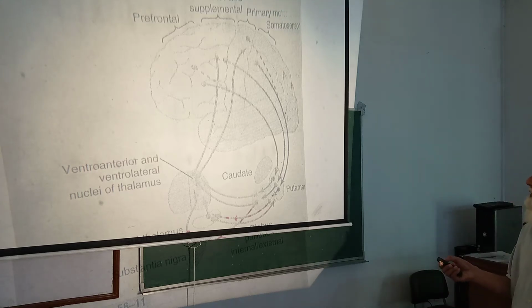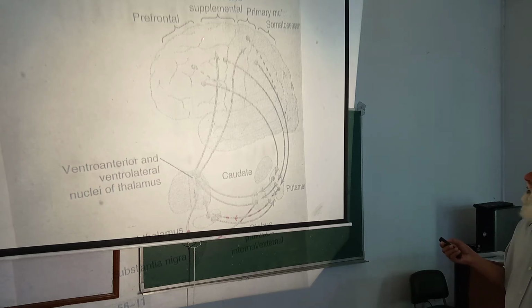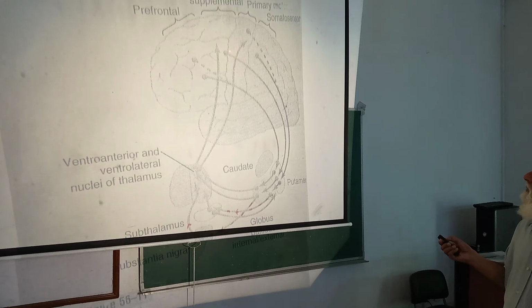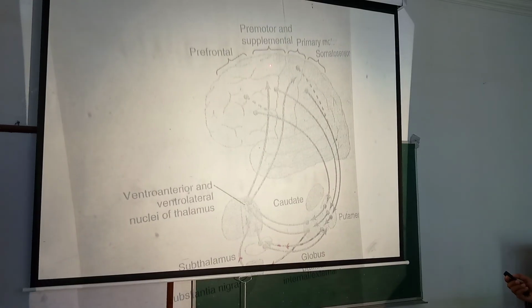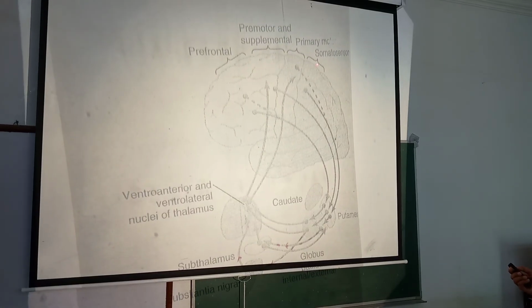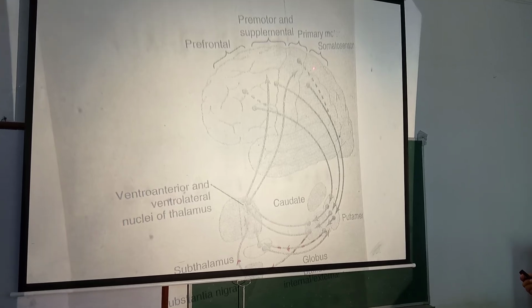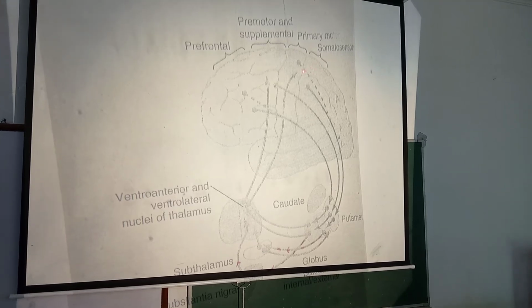Fibers arise from the primary motor area, supplementary motor area, and somatosensory area. So fibers arise from primary motor area, premotor area, supplementary motor area, and somatosensory area.